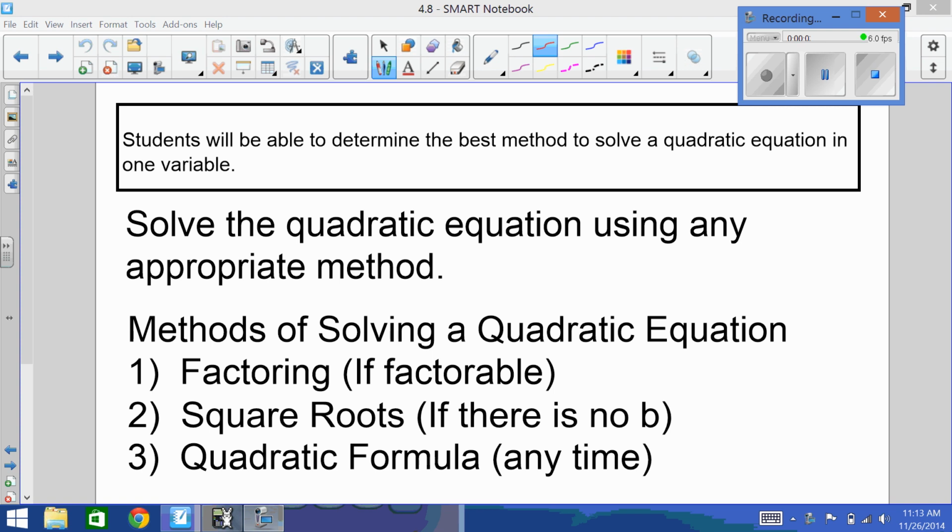In this lesson, you will be able to determine the best method to solve a quadratic equation in one variable. We're going to solve the quadratic equation using any appropriate method, and there are three methods.